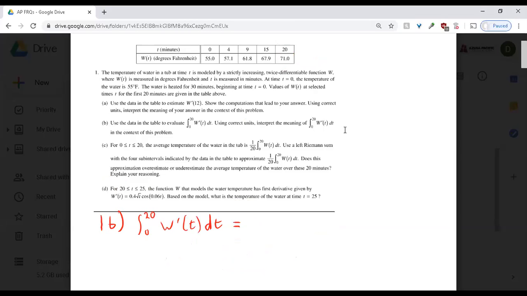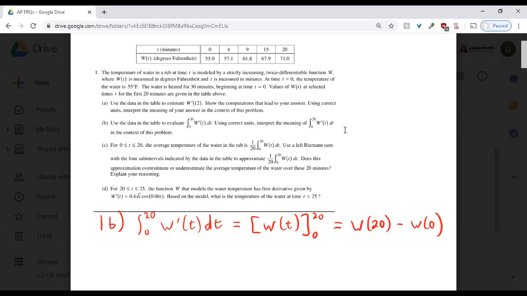So when you undo a derivative, it gets you back to the original function. So that's just W of T from 0 to 20. So this is an antiderivative. So I'm just going to plug in 20, and then I'm going to plug in 0, and then I'm going to subtract those values.